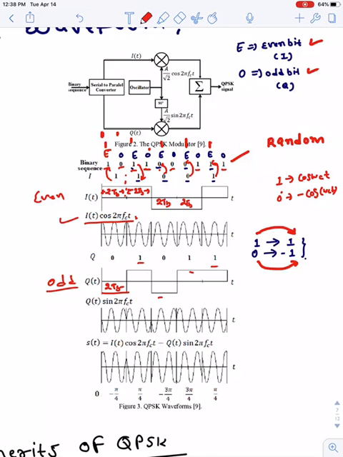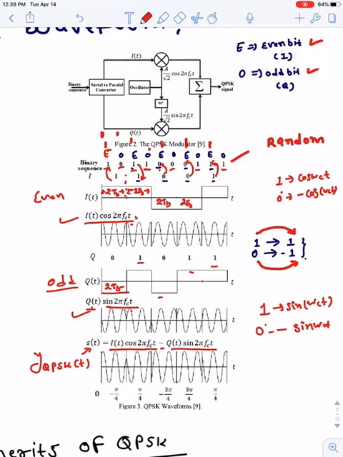That is multiplied with sin omega ct here. Earlier the even bits were multiplied with cos omega ct, and here the odd bits are multiplied with sin omega ct. Again we have a similar rule: for a 1 we have sin omega ct, and for a 0 we have minus sin omega ct. So this waveform is constructed as Q of t sin omega ct. Now we combine both terms, I of t cos omega ct and Q of t sin omega ct, with a negative sign between them. Finally we get s of t, and this s of t is our QPSK signal.